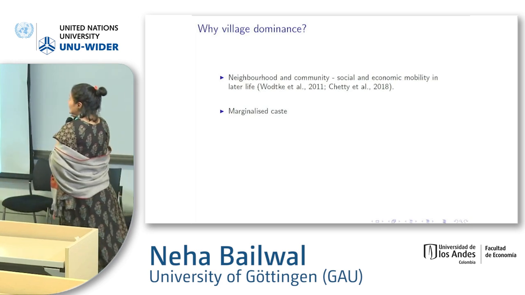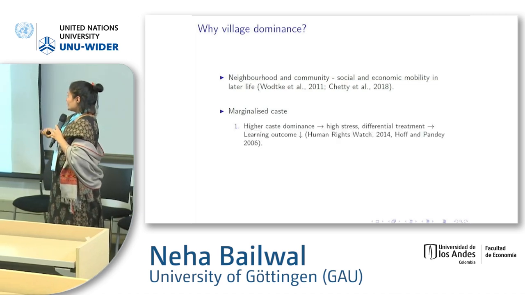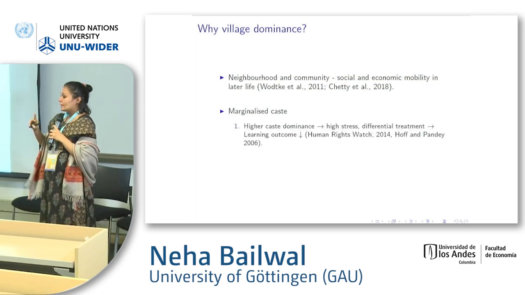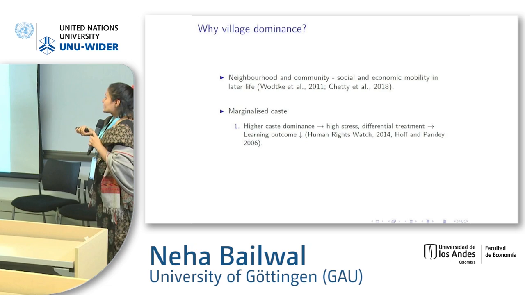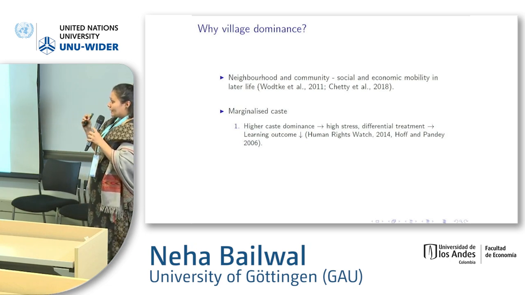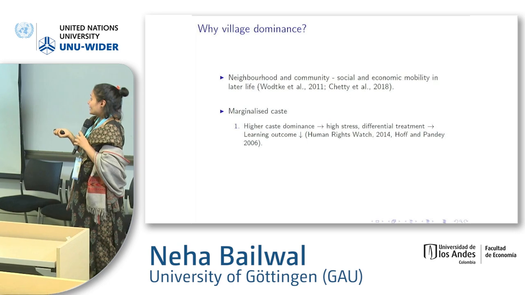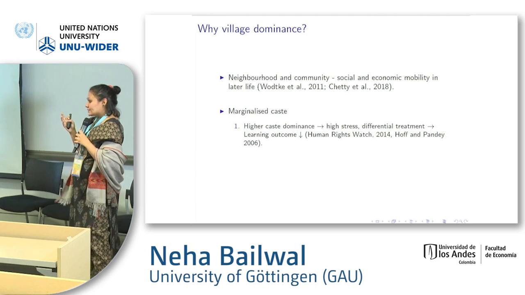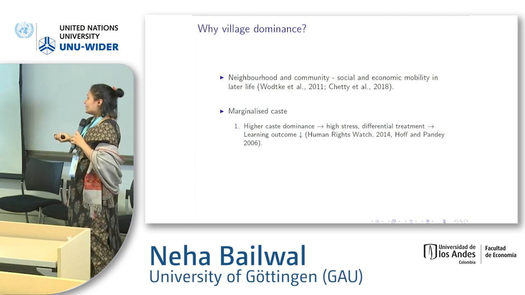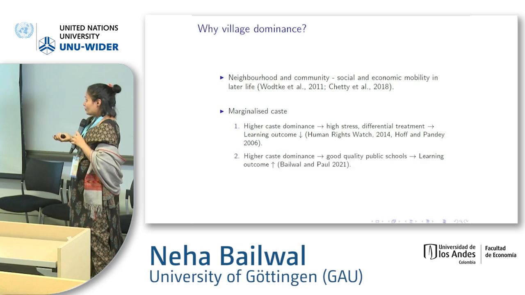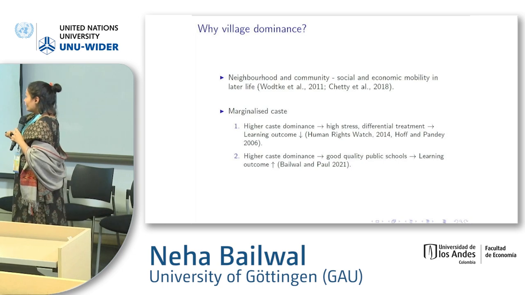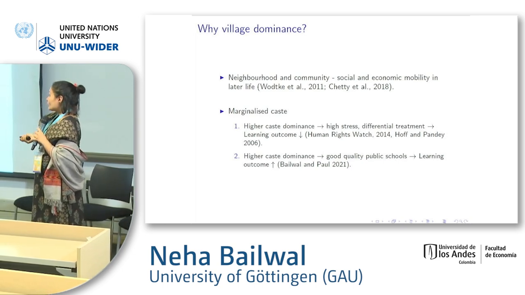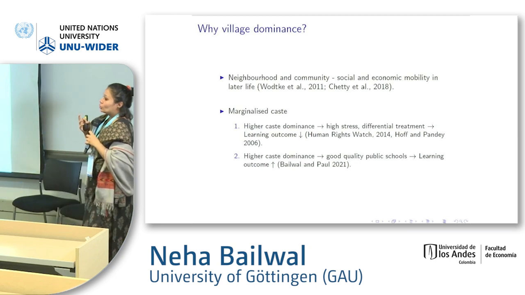So think of a situation where there is a kid from a marginalized caste. In the first case, assume that he's staying in a village which is dominated by the higher caste, the other caste group. In such a setting, the caste of the marginalized kid is very salient, right? Because they are in the minority and the higher caste is the dominant group. So they may experience higher stress and differential treatment in such a setting, which lowers their confidence and thereby they perform lower. Then their learning outcome is low. Now in the other situation, there is literature which suggests that the higher caste dominated, non-SCST dominated villages are also the privileged villages in terms of getting good quality public schools.